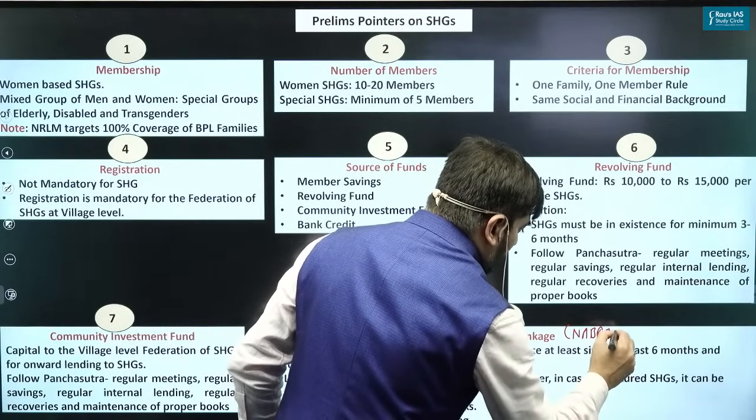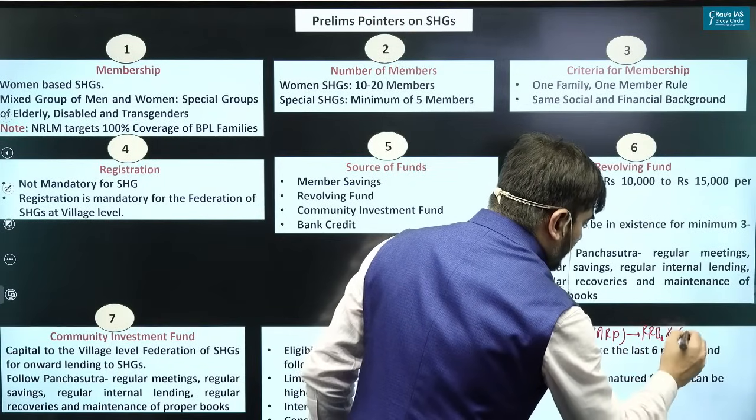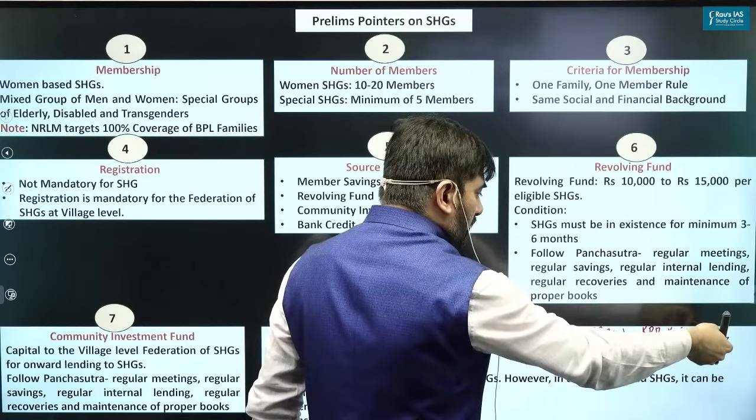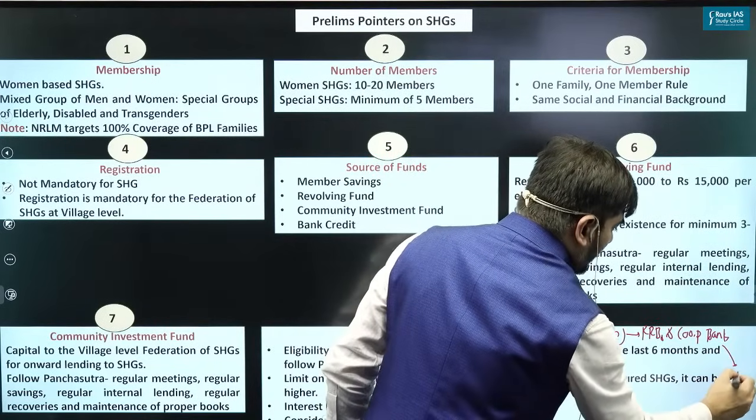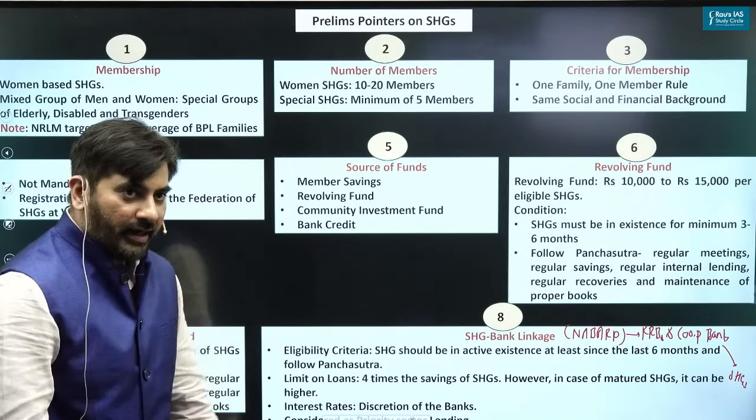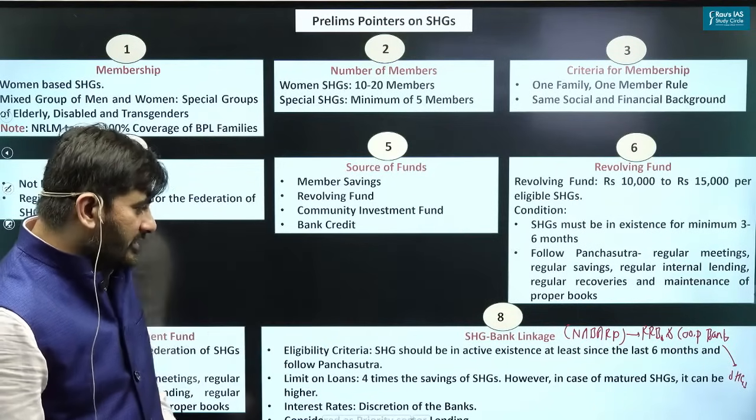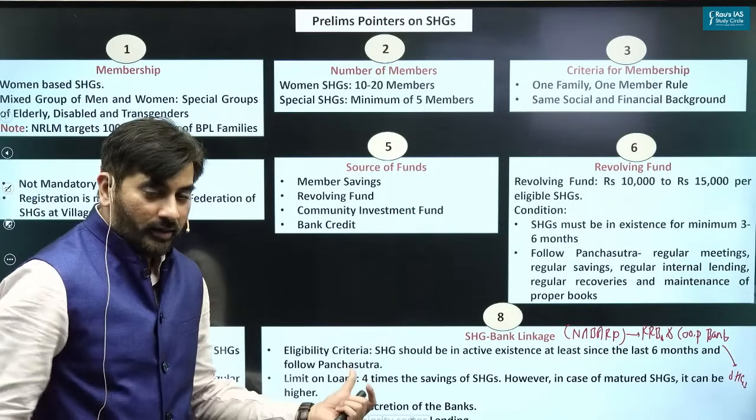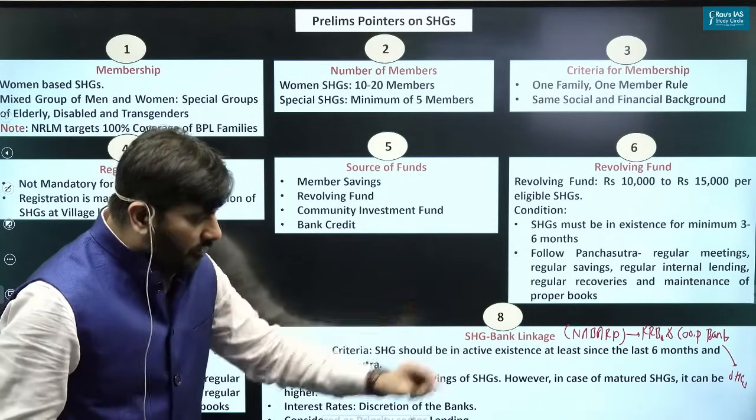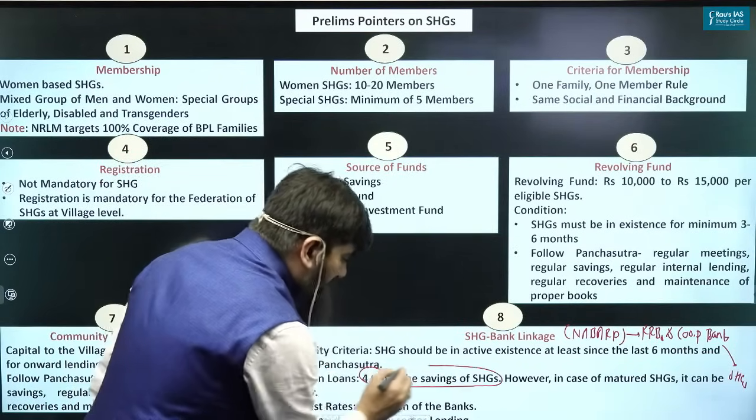Under this scheme, what happens? NABARD will give money, funding, loans to RRBs and cooperative banks. And these RRBs and cooperative banks will in turn lend money to SHGs, self-help groups. Can you see the eligibility criteria? SHGs should be in active existence for at least the last 6 months and follow Panchasutra. The word Panchasutra is quite important. Limit on loans. How much loan can be given to those SHGs? Can you see? 4 times the savings of SHGs.